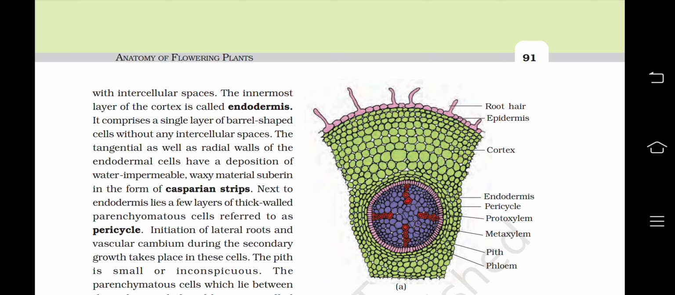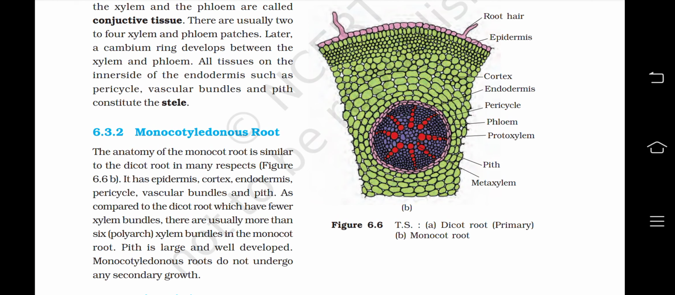Now let's talk about the monocotyledonous root. The anatomy of a monocotyledonous root is similar to the dicot root in many respects. Figure 6.6b is a transverse section of a monocot root. It has epidermis, cortex, endodermis, pericycle, vascular bundles, and pith. As compared to the dicot root, which has fewer xylem bundles, there are usually more than 6, or polyarch, xylem bundles in the monocot root. Pith is large and well developed. Monocotyledonous roots do not undergo any secondary growth.